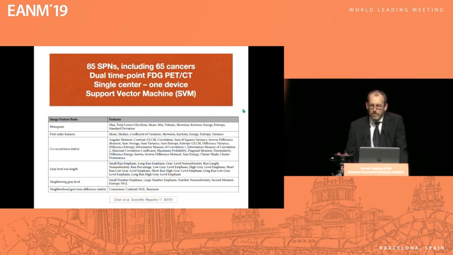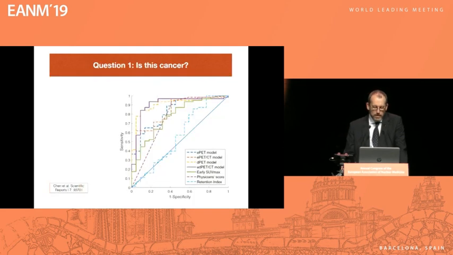That was performed in one center with one PET device, and the machine learning algorithm is a simple one, a support vector machine. This is very boring, but it's important because the methodology is important when we read the papers, because we need to at least try to understand what the authors did when they used machine learning. In this case, they tried to combine all those features using this algorithm to answer that question: is this cancer or is it not cancer?